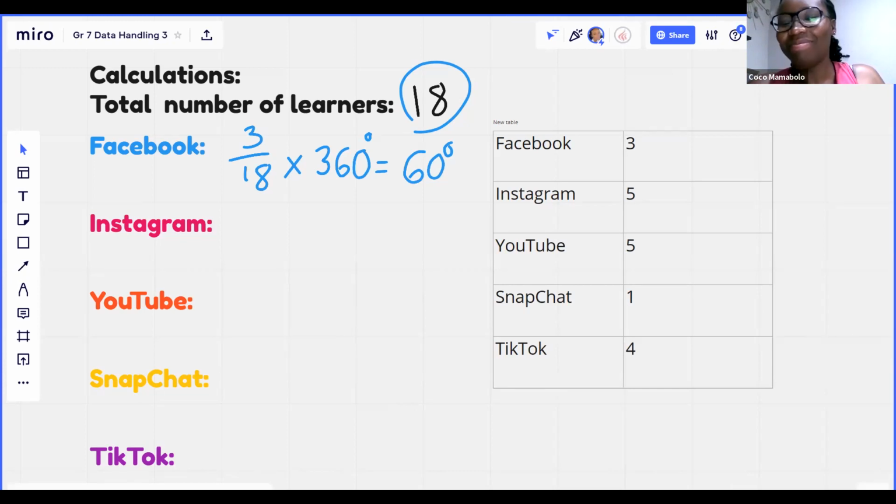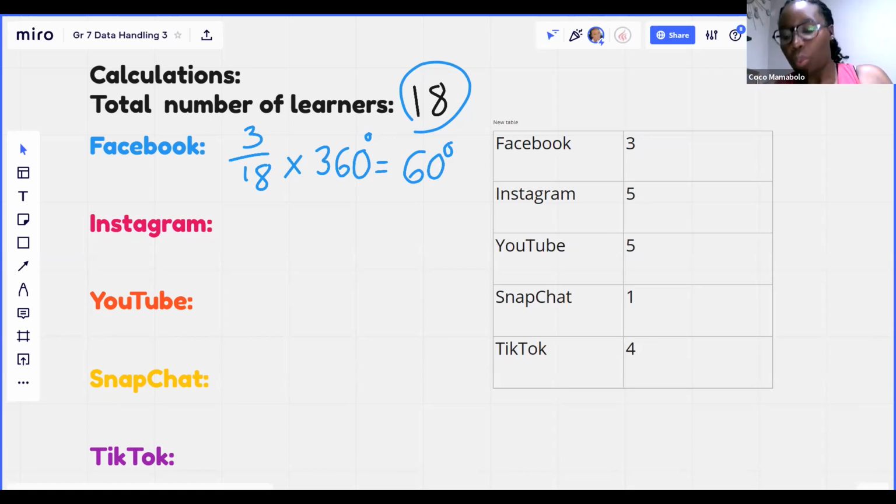Ma'am? Yes, I was saying that when timesing the 360 angle and dividing it by it, it confused me because I couldn't find the answer yet. Okay, no, that's fine. I'll walk you through how we're going to do this.